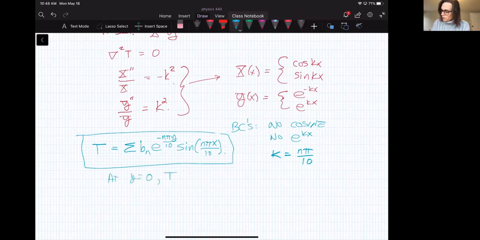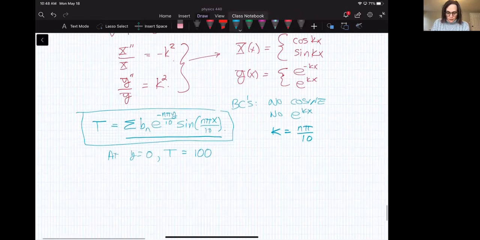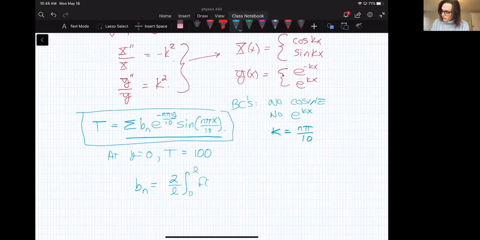At y equals 0, we know that T is equal to 100. Moreover, this starts to look like a Fourier expansion of a function. If we recognize that this B sub n is our Fourier B sub n, we can write B sub n is equal to 2 over L, just in general, the integral from 0 to L of f of x sine of n pi x over L dx, right? Where, in this case, L is equal to 10 and f of x is equal to 100.